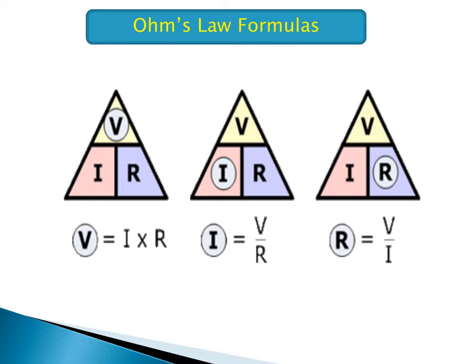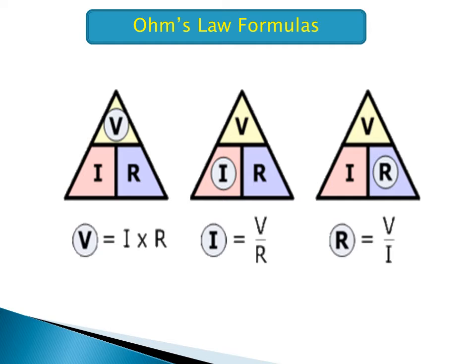Using that formula, he gives three formulas. Student, that diagram is the easier way to remember the three formulas. In this diagram, the triangle is divided into an upper part and a lower part. The upper part represents the voltage value and the lower part represents the two quantities, current and resistance.